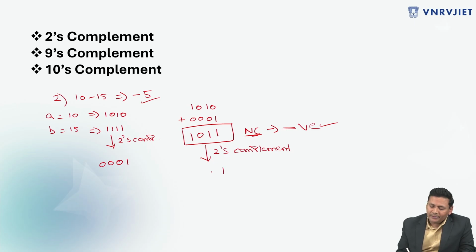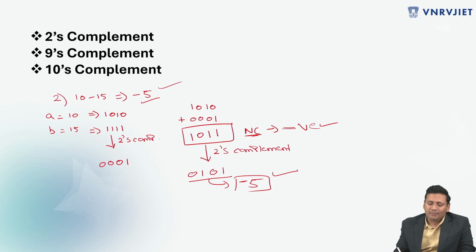So let us check what is the 2's complement of this number. 1010, it will be 0 1 0 1. That is, what is the value? This is 5. And what is the sign? Minus. So we got exactly the same answer, that is minus 5. I hope you understood how to do subtraction using the 2's complement method. So now we will move on to our next method, that is the 9's complement method.